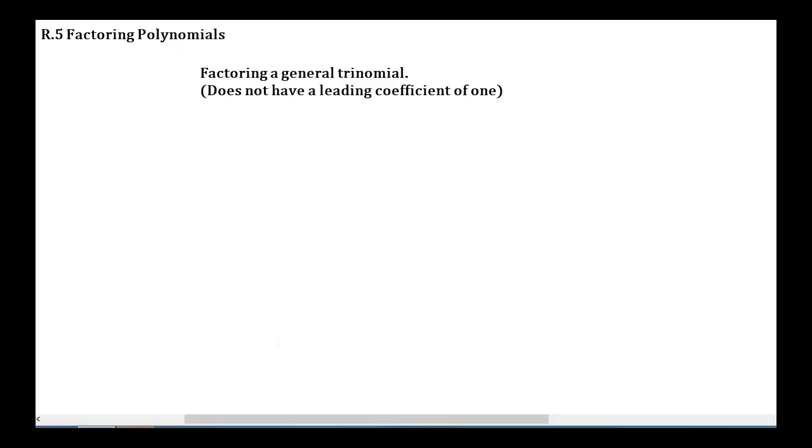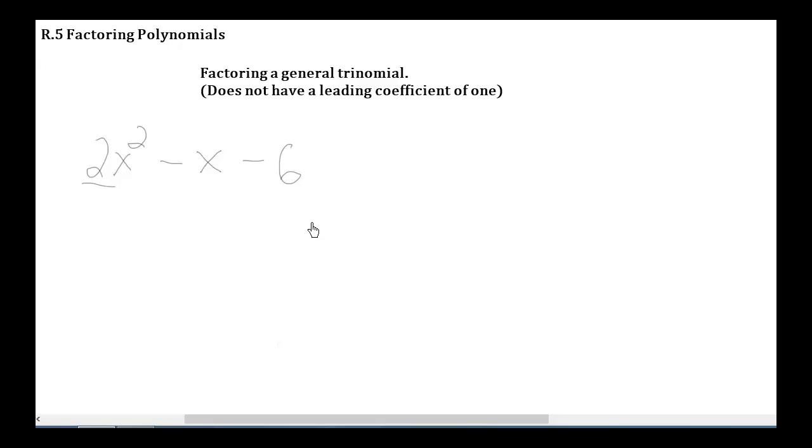So let's look at an example. Let's say I want to factor this. I've got 2x squared minus x minus 6. Okay, I've got a general trinomial. I don't have that leading coefficient of 1, I have a leading coefficient of 2. So let's go step by step on how to do this.